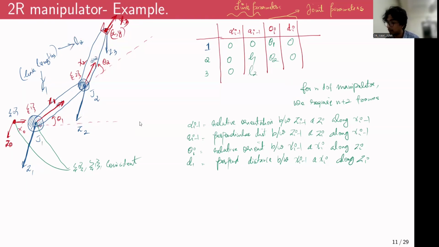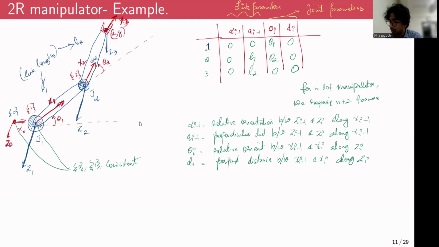And now theta, the relative orientation between X_i minus 1 and X_i along Z_i. Here, at the third frame, there is no joint, right? This Z3 is not able to rotate because it's fixed to the end effector. And X2 and X3 are always going to be oriented the same way. There is no relative orientation between X2 and X3. So theta_i is 0. And just like in the previous case, d_i is also going to be 0.